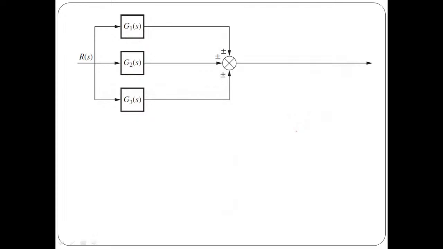To identify that, first of all, we need to find the outputs of individual blocks. For example, if you focus on block number 1, the input to the block is R of S and the gain is G1 of S. So what will be the output for this block? Output is nothing but input times gain. So it will be X1 of S, which is input multiplied by gain.